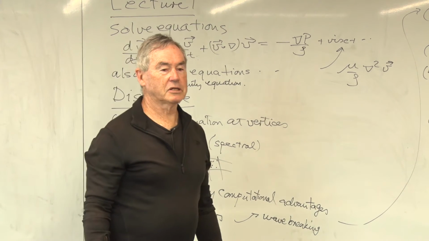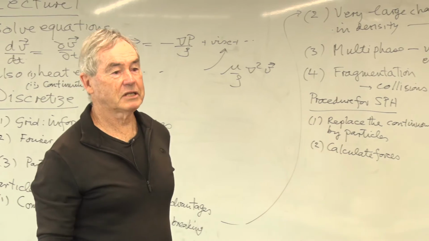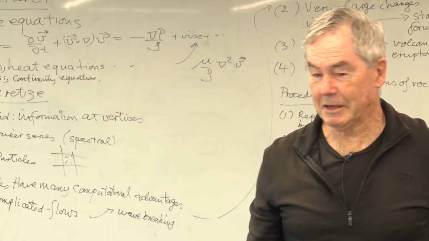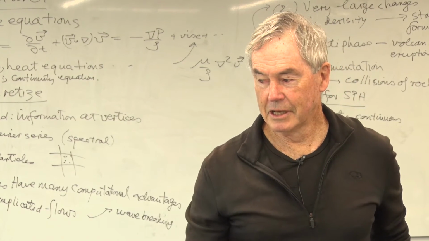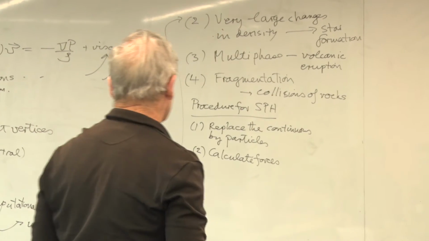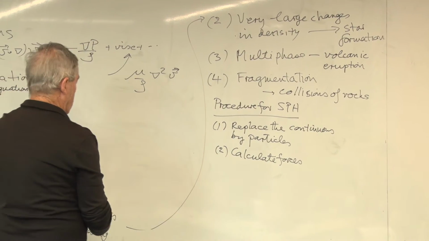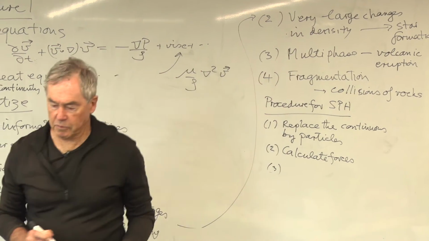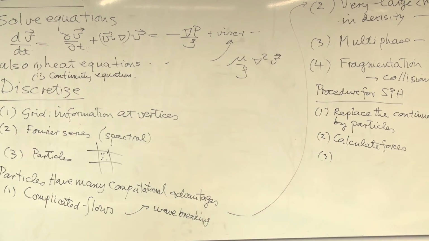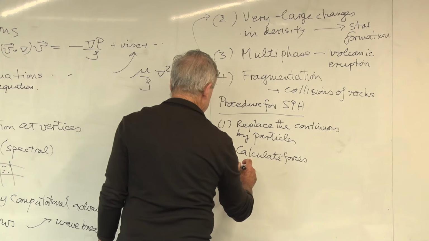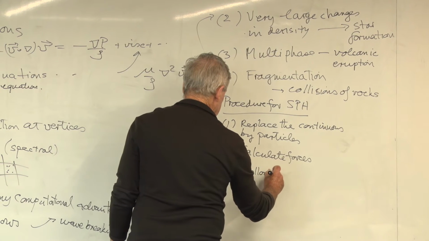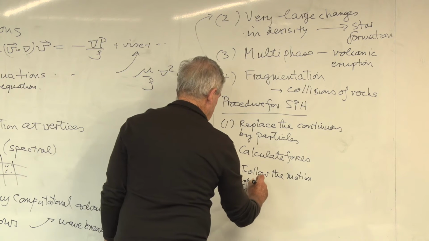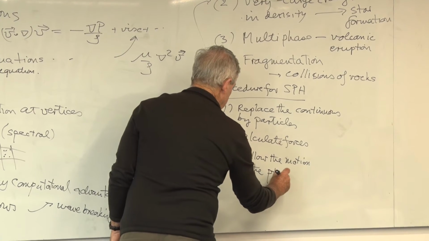The continuity equation involves the rate of change of density is minus rho div v. Now you know div v is divergence. So obviously minus div v is convergence. It tells you just how material is converging. So we need to calculate the forces. And I think I had a third one here. Follow the motion of the particles, PTCS.